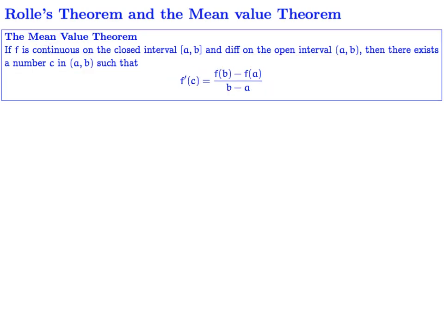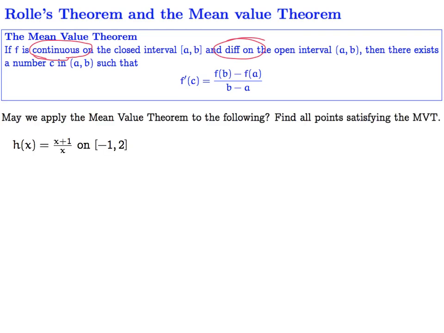So in order to make use of the mean value theorem, we need to check 2 things. We need to make sure our function is continuous, and we need to make sure it's differentiable, and then we can figure out how to use it. So let's try out the mean value theorem on the following functions. So let's look at this first function here, h of x is equal to x plus 1 over x on the interval negative 1 to 2. Well, the problem with this is this function is not continuous at 0, so MVT does not apply.